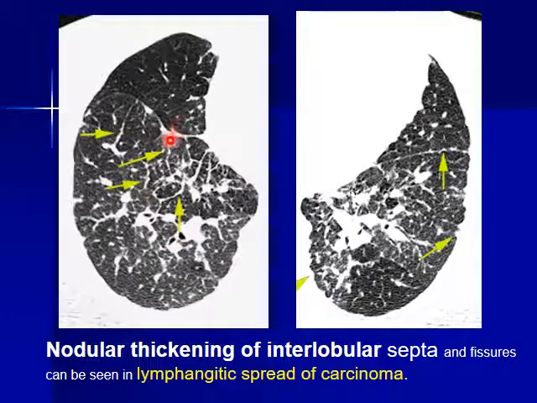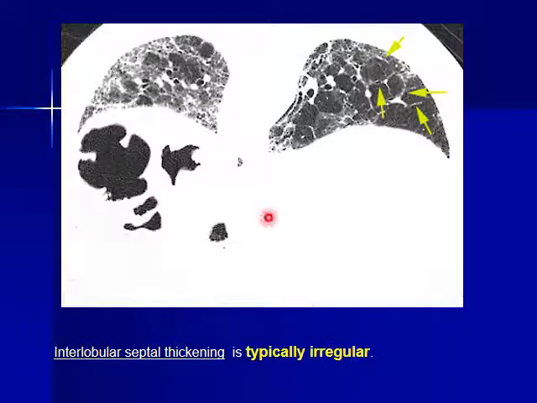Look for this. Septal thickening, they are perpendicular on the pleural surface, but as you see, they are nodular or beaded. We can see this in lymphangitis carcinomatosis and in sarcoidosis. Here there is septal thickening, but as you see, they are not linear, they are irregular in shape, and this is a sign of lung fibrosis.